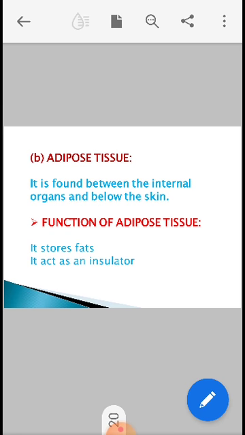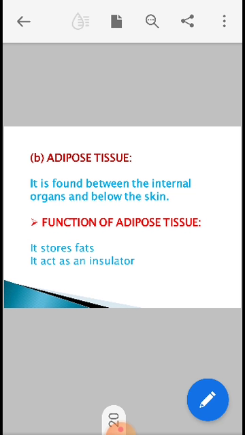When we talk about the next type of tissues, that is the adipose tissue, it is found between the internal organs and below the skin. What is the main function of adipose tissues? It stores fats and it acts as an insulator. Now you might have found that a person who is very fat will feel less cold compared to the person who is slim or thinner. Now why? Because the adipose tissues, found below the skin, act as an insulator. What is an insulator?